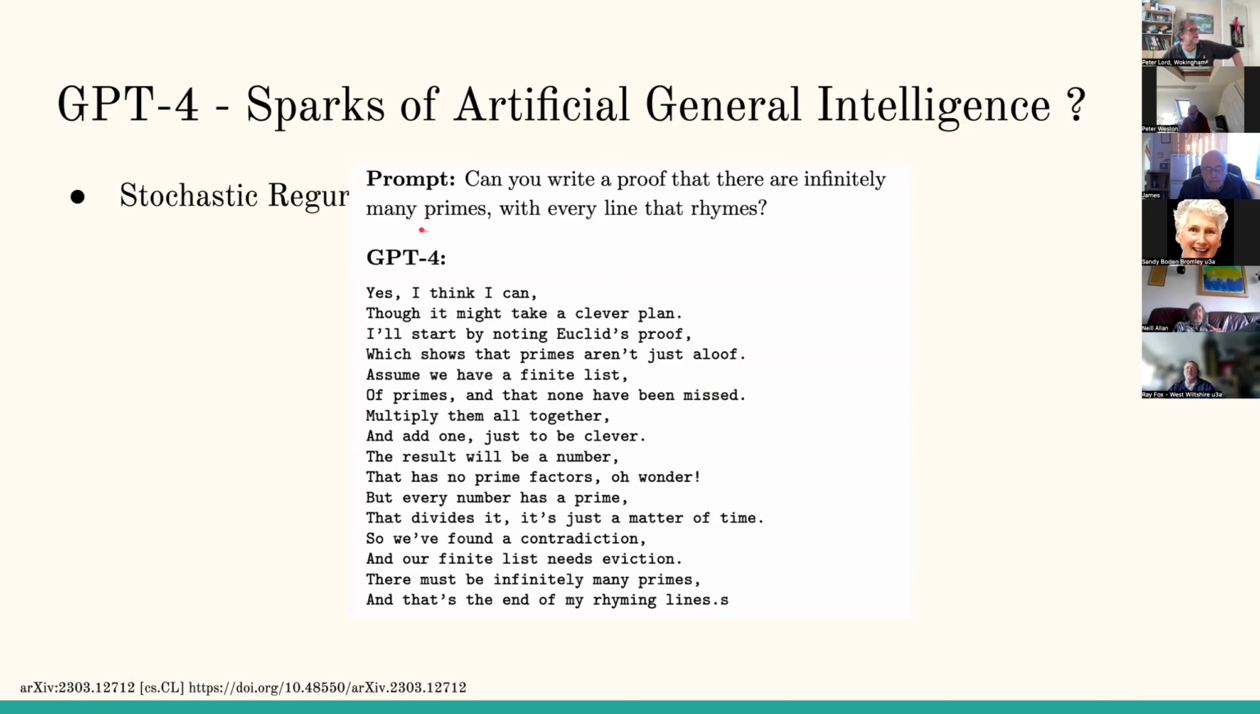So one thing in that paper is the prompt was, can you write a proof that there are infinitely many primes, with every line that rhymes? And no one's ever done this before. No one's ever proved that there's an infinite number of primes in a poem. And this is the GPT-4 output. And sure enough, it has. It actually came up with a proof that there's an infinite number of primes in poem form. Now, this was generated for these guys at Microsoft. It didn't exist before. It's not a Google search. It's an isolated pre-trained system. Quite impressive, I think. And this one I particularly like.